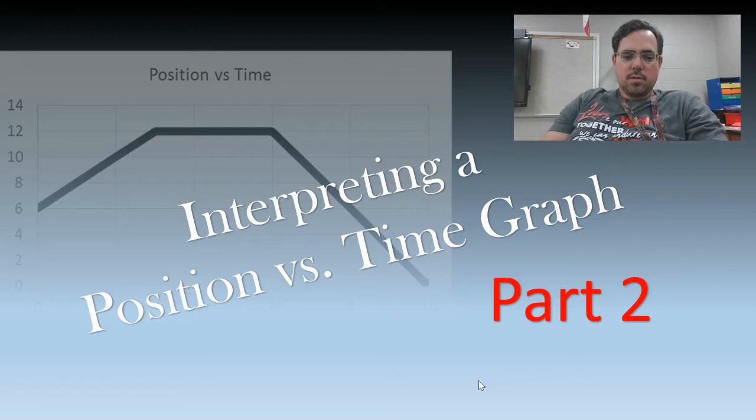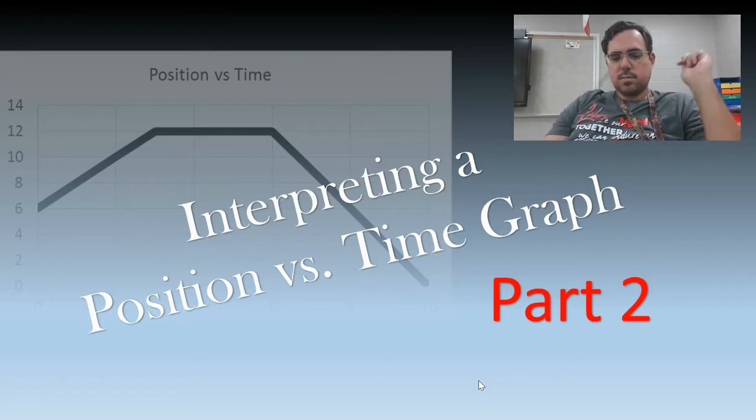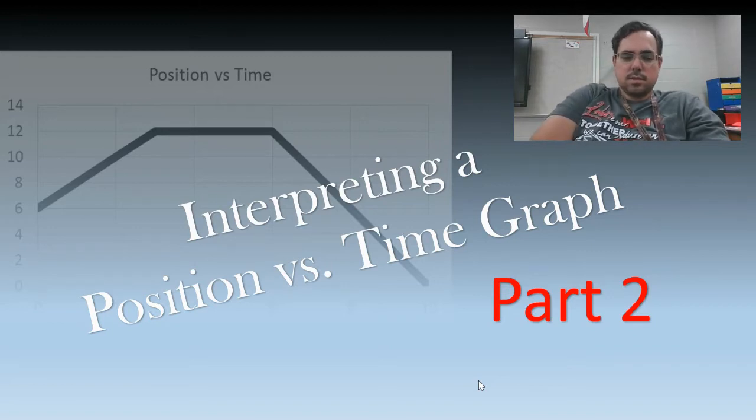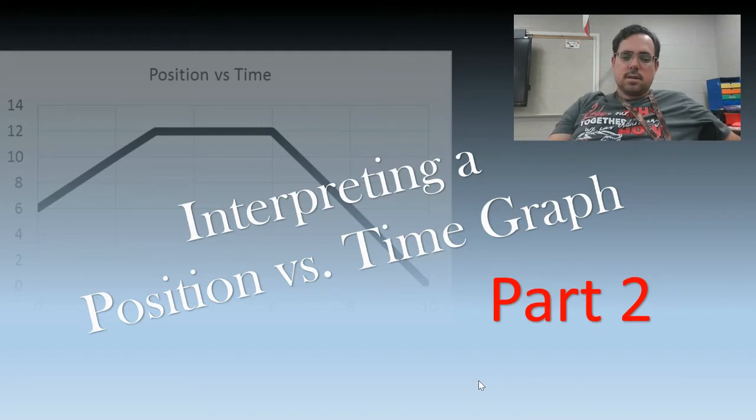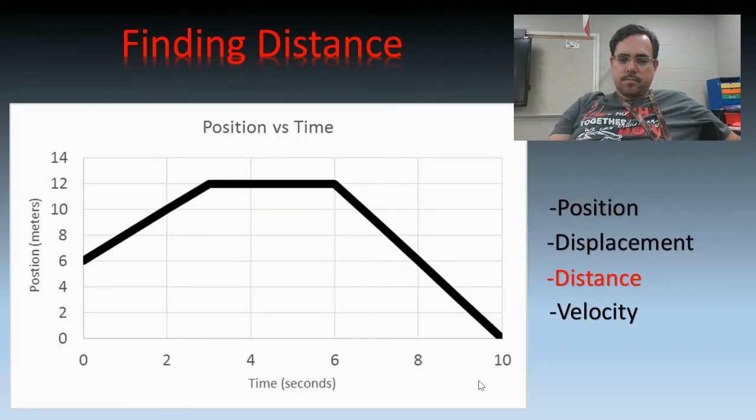This time we're talking about interpreting a position versus time graph, and this is part 2 of this series. In the first part we talked about how to find position and displacement. In this part we're going to talk about how to find distance and velocity. So let's talk about how to find distance.